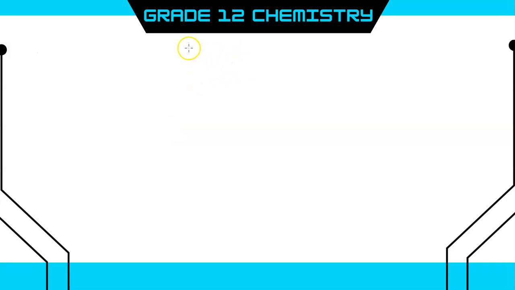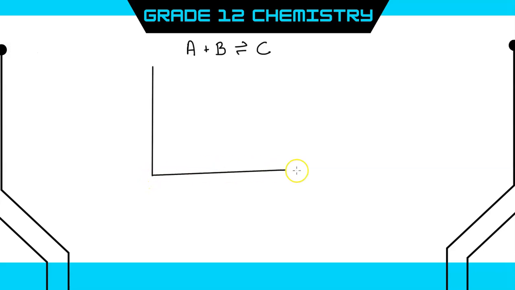Let's say we have some equilibrium. So we have substance A and B in equilibrium with substance C. So very basic, and these are all gases. Okay, so what exactly is equilibrium? You can imagine we have this graph, and this is going to be concentration, and this one over here is going to be time.